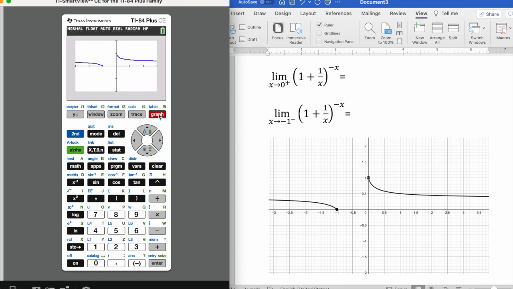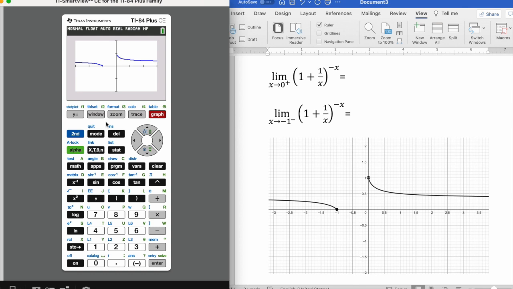There's our graph. Notice that the graphics on our calculator are not able to show the open and closed circles. So we need to be smarter than the calculator and know if it's open or closed at those endpoints.